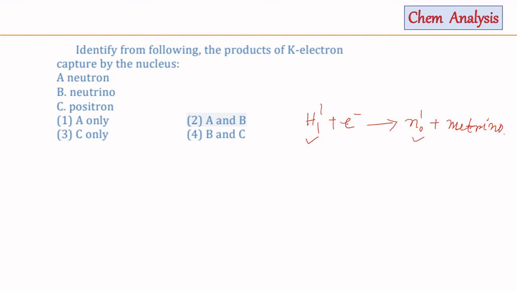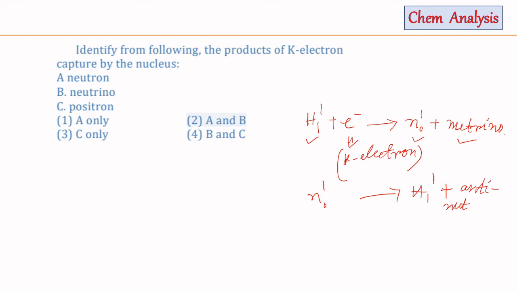Therefore when a K electron is captured by the nucleus, one proton gets converted to a neutron and another particle is eliminated, that is a neutrino. And when a neutron gets converted to a proton, there will be elimination of another particle, that is known as an antineutrino. You can remember it this way: when a proton converts to a neutron, a neutrino is eliminated; when a neutron is converted to a proton, an antineutrino is eliminated.